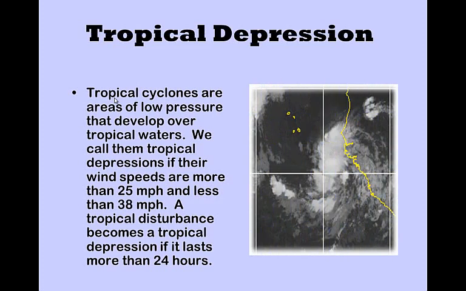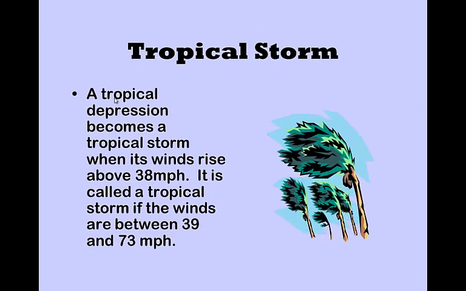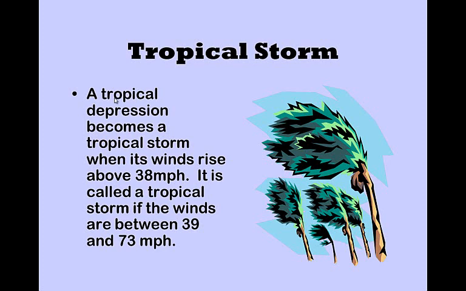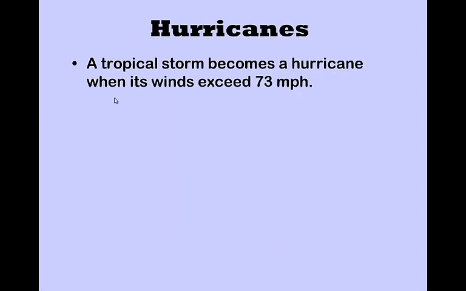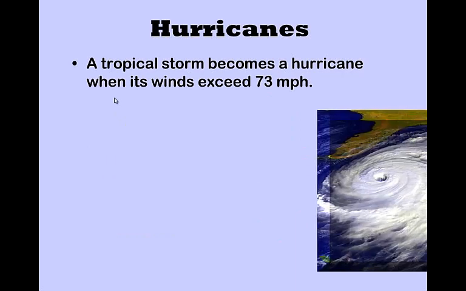Tropical depressions are cyclone areas of low pressure that develop over tropical waters. We call them depressions if their wind speeds are more than 25 miles an hour, but less than 38 miles an hour. A tropical disturbance becomes a tropical depression if it lasts for more than 24 hours, so for more than one day. Tropical storms come from a depression when the winds rise above 38 miles an hour. The winds have to be between 39 and 73 miles an hour. Hurricanes is when a tropical storm's winds exceed 73 miles per hour.